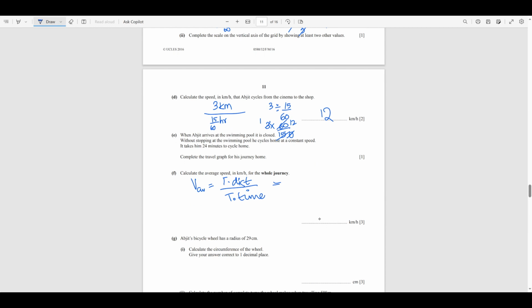So distance is 16 kilometers and the time is 58 minutes. Remember, we need the speed in kilometer per hour, so we don't want this 58 to be in minutes. We want this to be in hours. So what we do here is divide by 60, so that my time will be in hours. So 16 divided by 58 over 60 is the same as 16 multiplied by 60 over 58. Let me quickly use a calculator. 16 multiplied by 60 divided by 58 gives me 16.55.